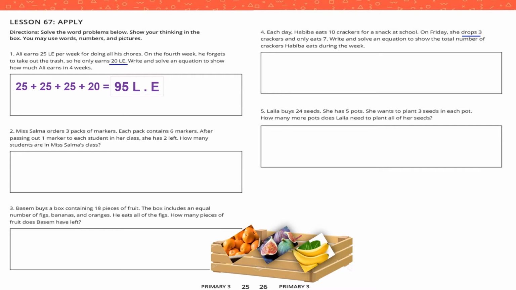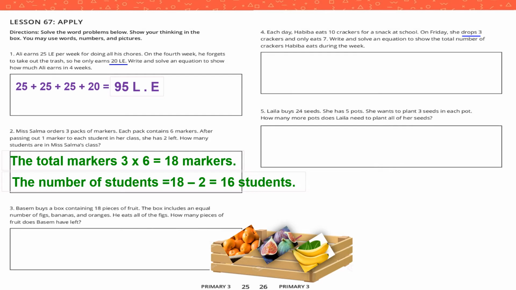First, I wanted to know how many markers in all. I have 3 packs, and inside each pack I have 6 markers. So the total markers are 3 times 6 equals 18 markers. She gave each student 1 and has 2 left. So the number of students equals 18 minus 2 because she has 2. So the total number of students will be 16 students.